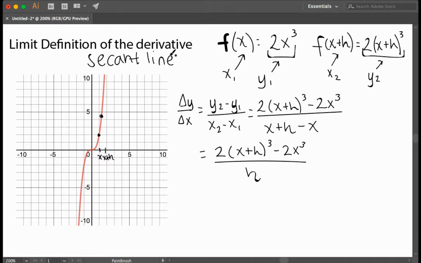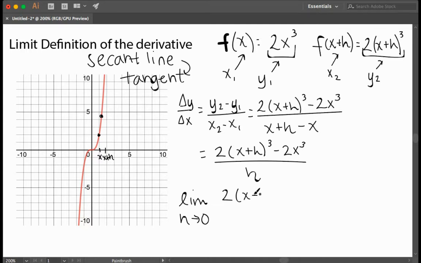So now if we want to take our secant line and turn it into a tangent line, we would have to make h 0. If h were 0, however, the slope would be undefined. So since we can't actually make h 0, instead of actually getting the tangent line, we're going to take the limit as the secant line approaches the tangent line. So we'll take the limit as h approaches 0 of the slope here.